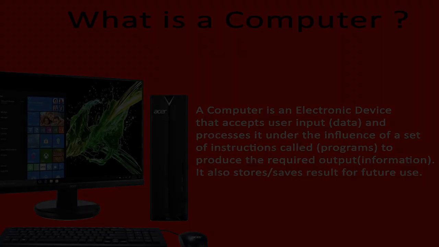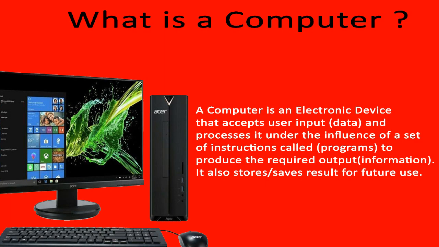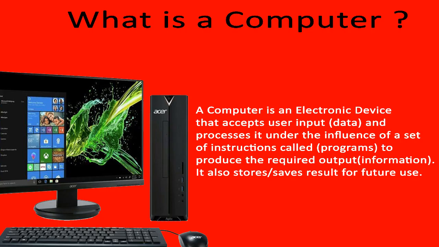So we are going to handle computer basics. We are going to start with the definition of a computer. So what is a computer? A computer is an electronic device that accepts user input or data and processes it under the influence of instructions called programs to produce the required output called information. It also stores the results for future use through the storage devices.